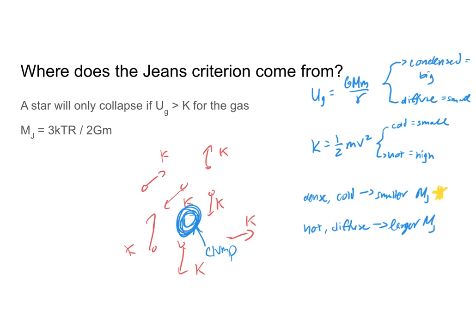Now, the big key thing I want to take away is, if the mass of the gas cloud is greater than the Jean criterion mass, then UG will be bigger than K for the gas, and the gas will collapse and form a star.